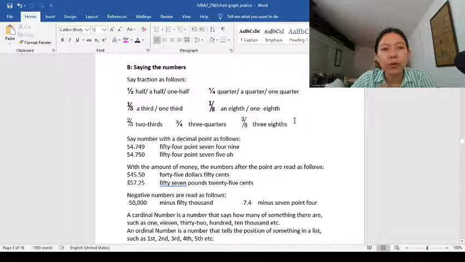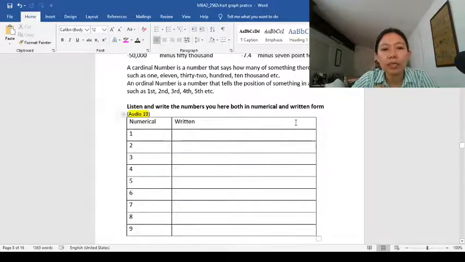And next we are moving to saying numbers. So here is another listening exercise. What I'd like you to do now is to listen to the audio and write down the numbers that you hear, both in numerical and written form.